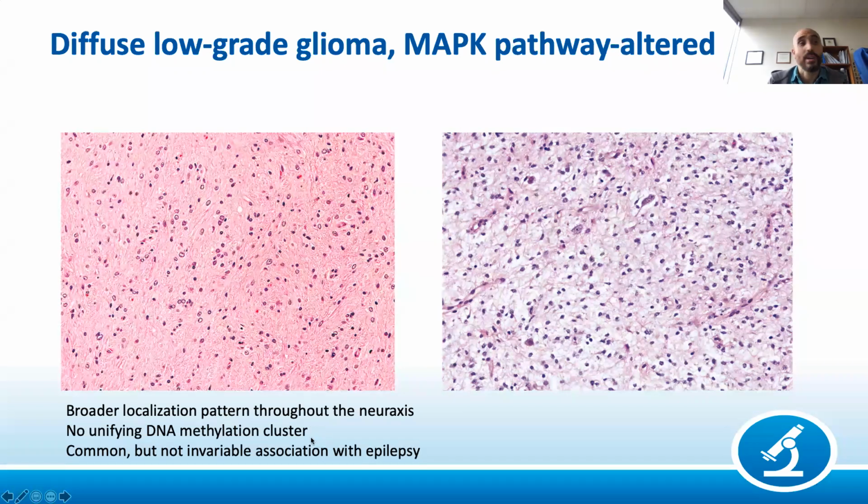Unlike the entities before, there is no unifying DNA methylation cluster, and there's a common but not invariable association with epilepsy. So all of this suggests to me that this is a more heterogeneous group of tumors, that likely additional distinct diagnostic entities will be broken off here in the years to come.